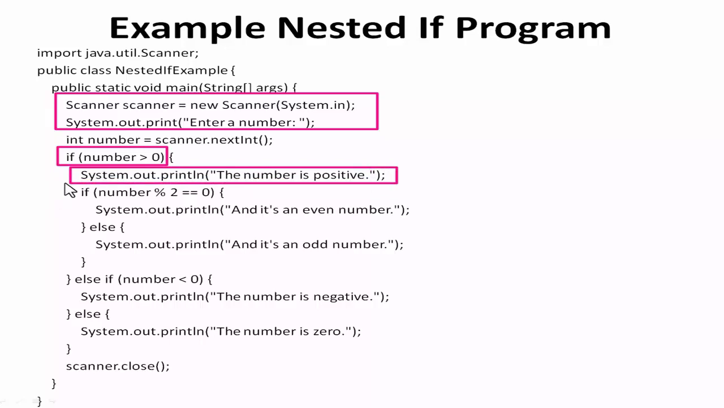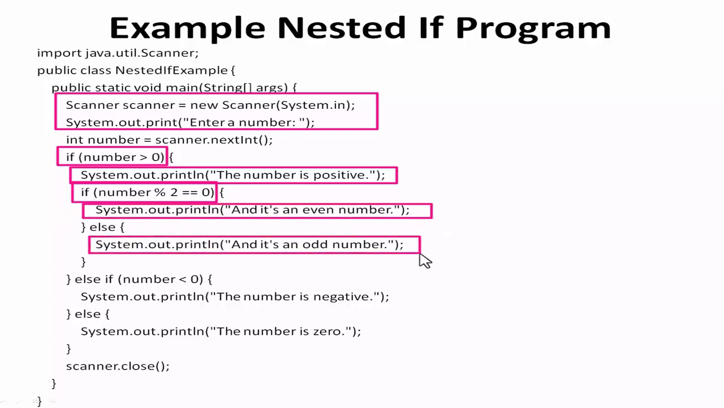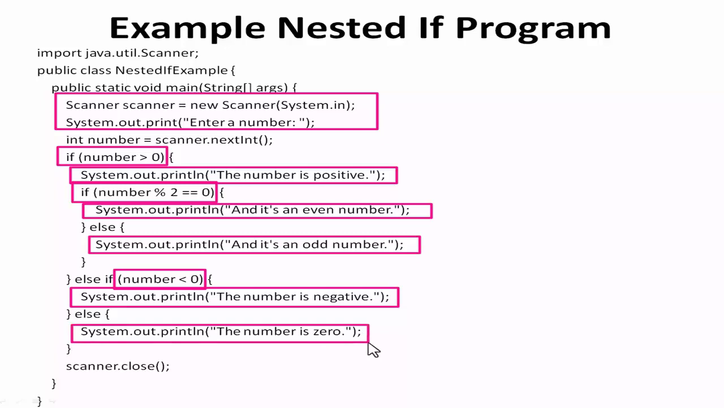Again it checks whether the number modulo 2 is equal to 0. If it is equal to 0, it prints it is an even number. Else it prints an odd number. Else if the user has entered a number less than 0, it prints a negative number. Else it prints the number is 0. Finally, you close the scanner.